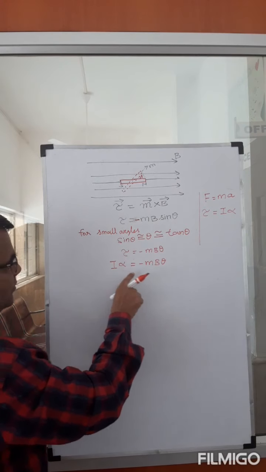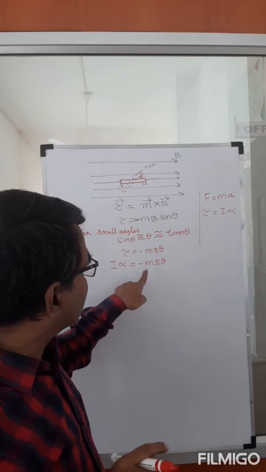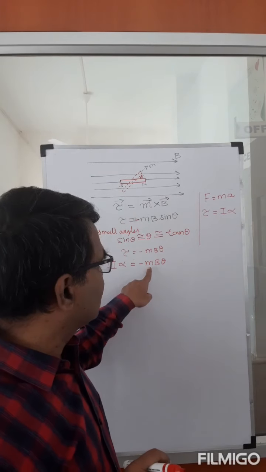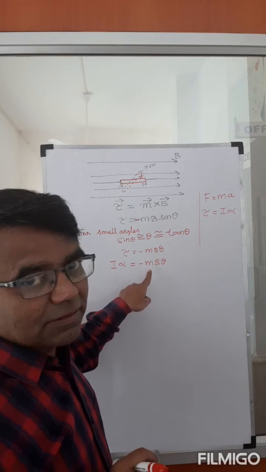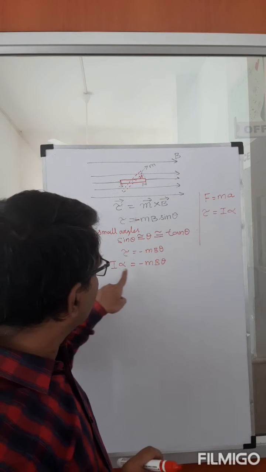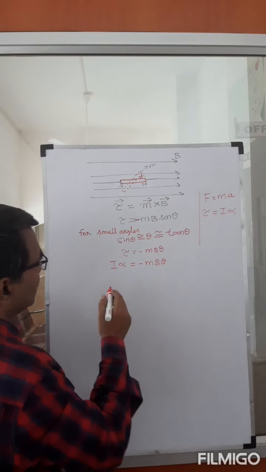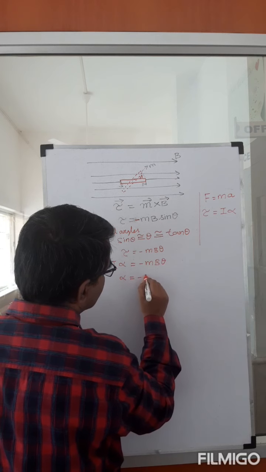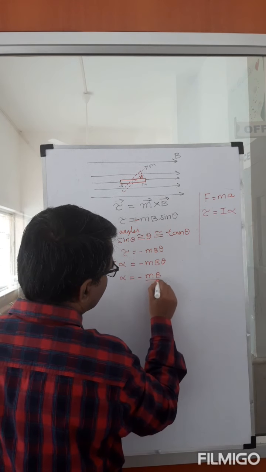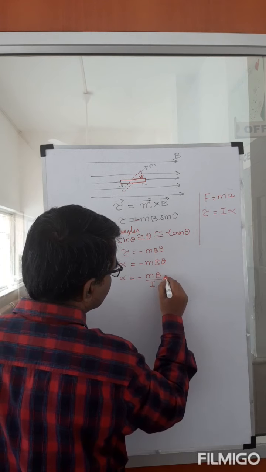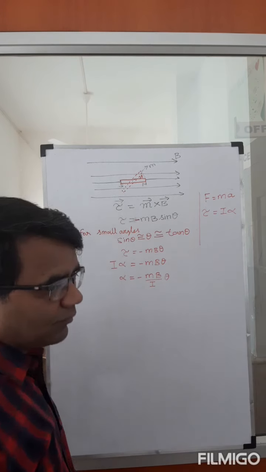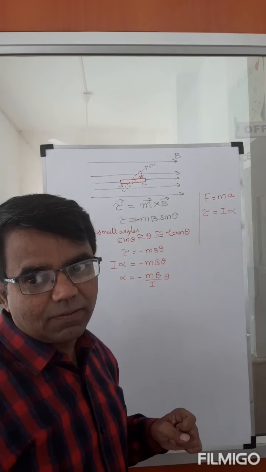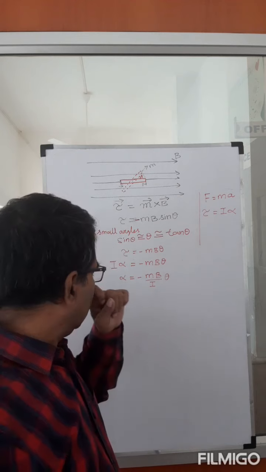This is the moment of inertia, and this is the magnetic moment m, which is equal to NIA. You remember? So this is not mass. This is the magnetic moment, and this is the moment of inertia. So now alpha can be written as minus mB by I into theta. This should strike a bell.